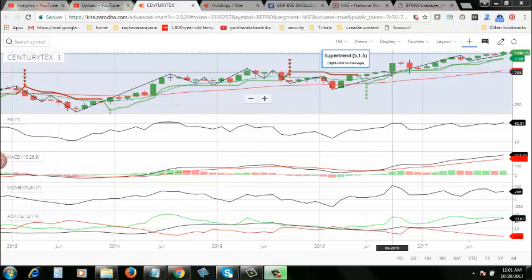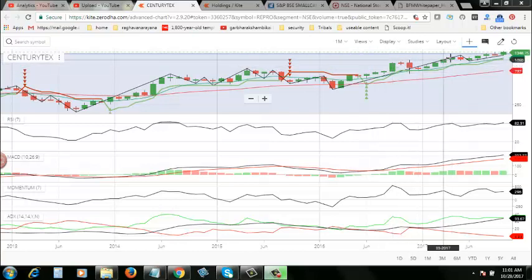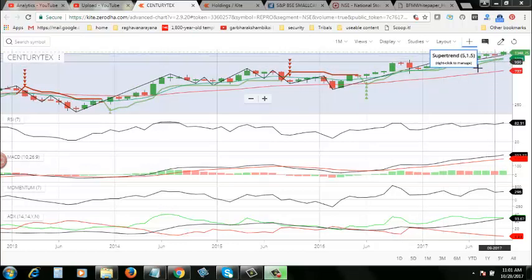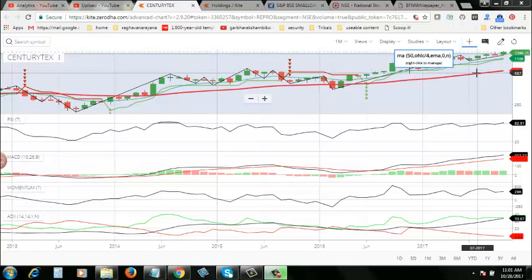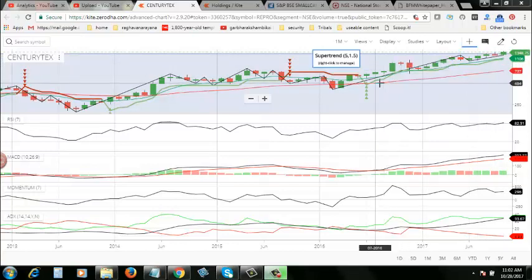After 2016 September, it started moving in an upward direction. It made a consolidation, and again it started moving up. Right now it is going in the upward direction. Everything is good, nice, but there is a problem with this stock.